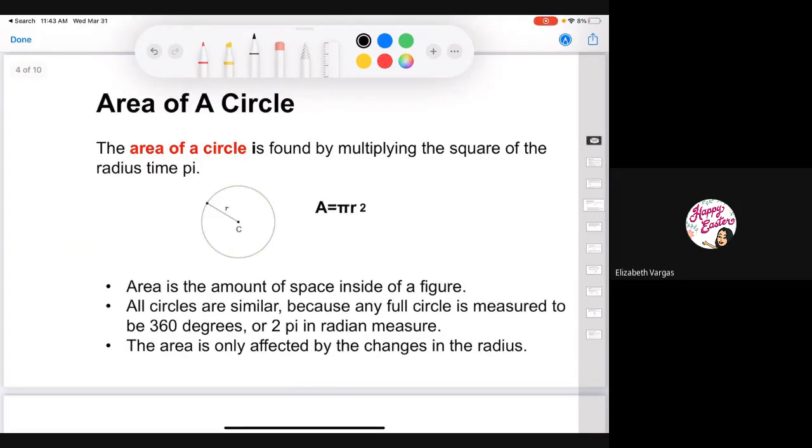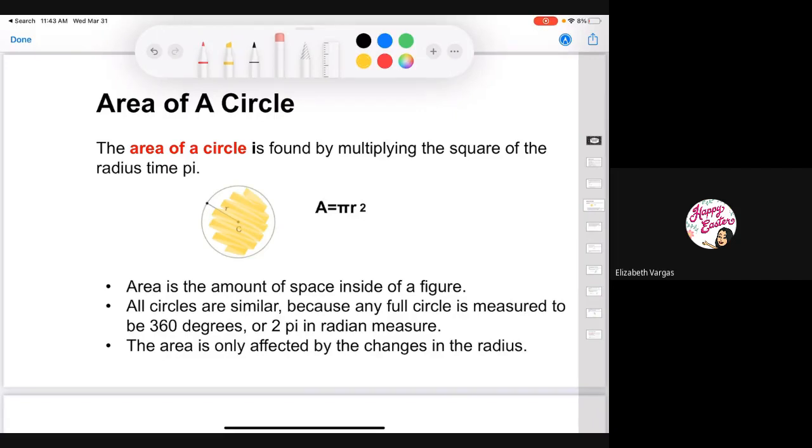So today we're going to get into first area of a circle. The area of a circle is found by multiplying the square of the radius times pi. So our area of the circle is going to be the space inside the figure. So this entire area would be our area of the circle, the entire space inside that circle.